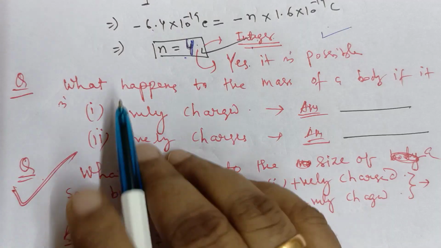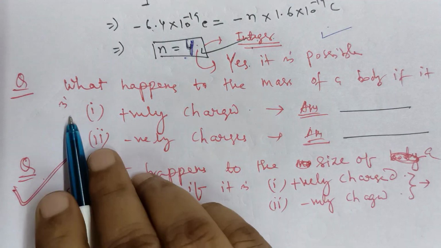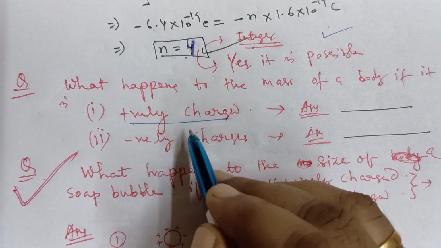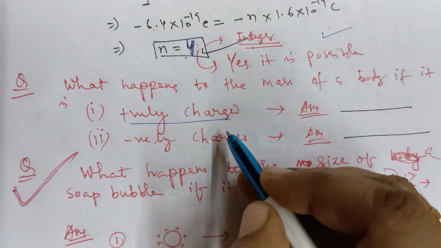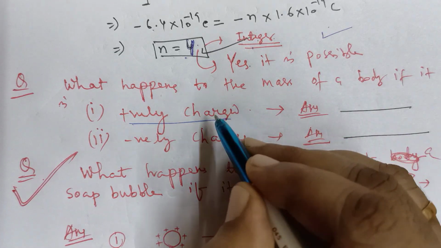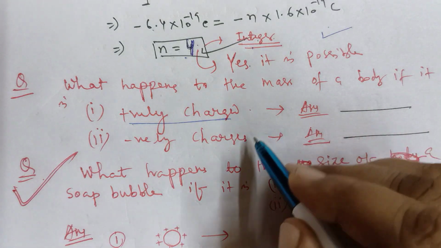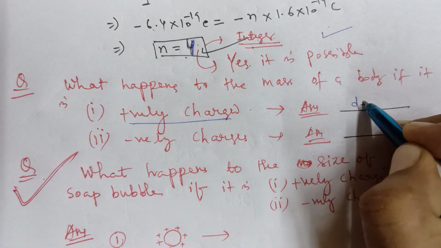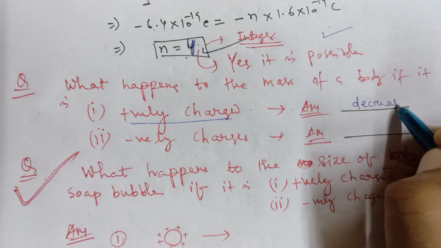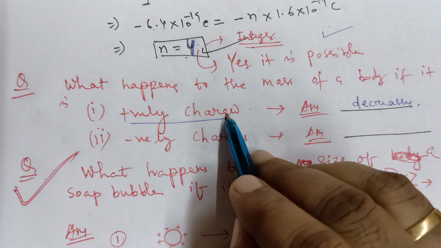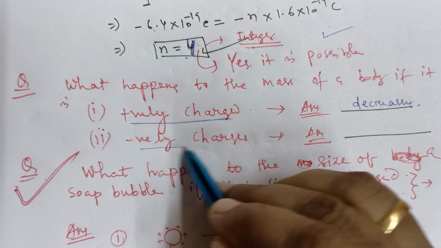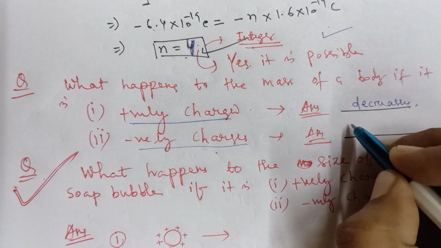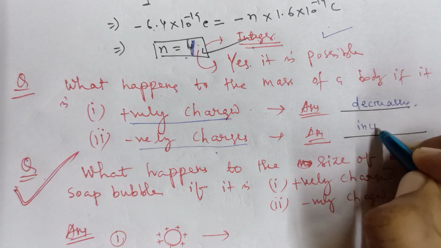Now another 2 questions for you. What happens to the mass of a body if it is positively charged or negatively charged? First, recall the principle. Positive charge means the neutral body donates electrons. Donating electrons means donating some mass, because an electron has some mass. As it donates electrons, the mass of the body decreases. Why? Because electrons are removed from it. Negatively charged means it accepts electrons. Electrons are added to it. As an electron has mass, some mass is added, so here the mass will increase.